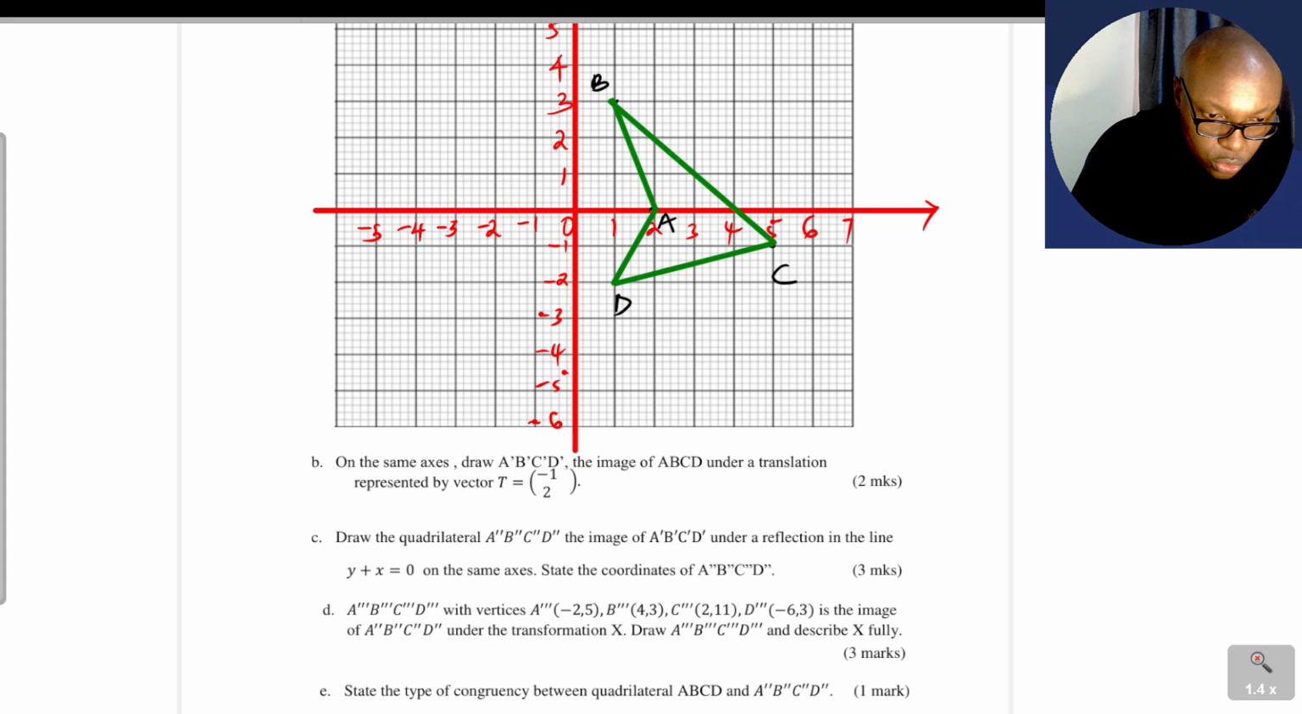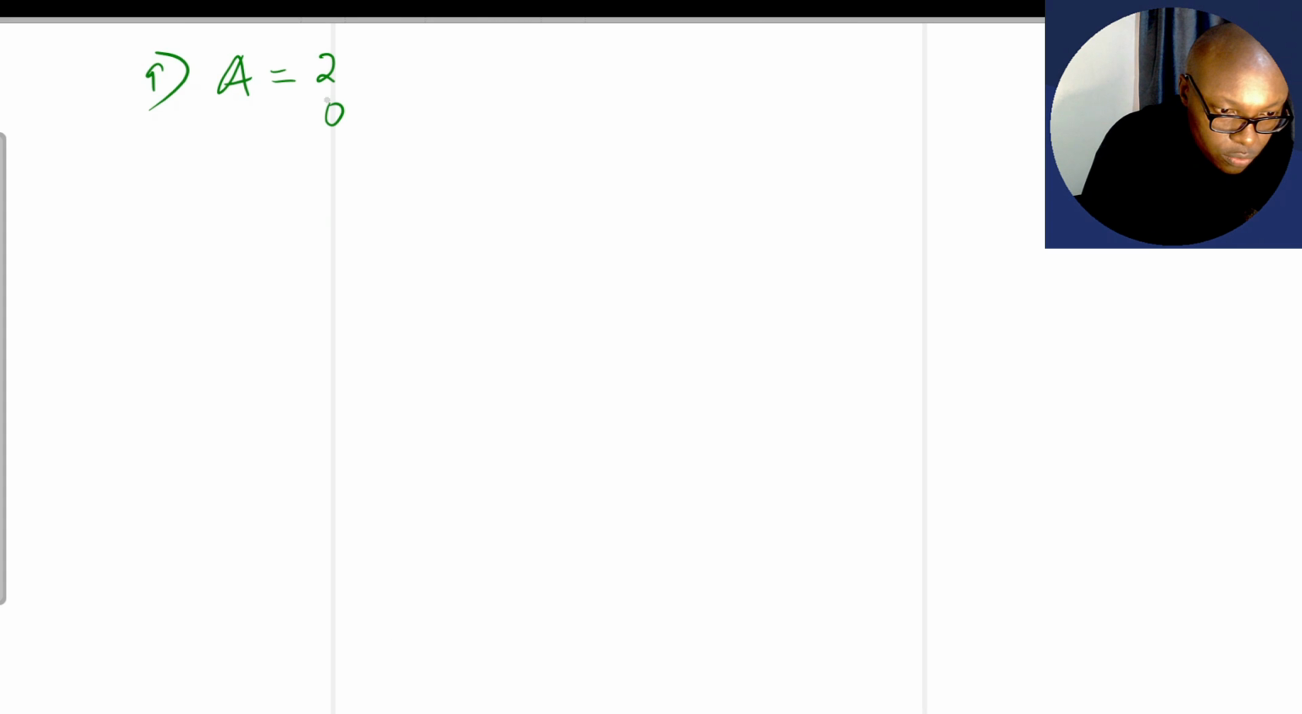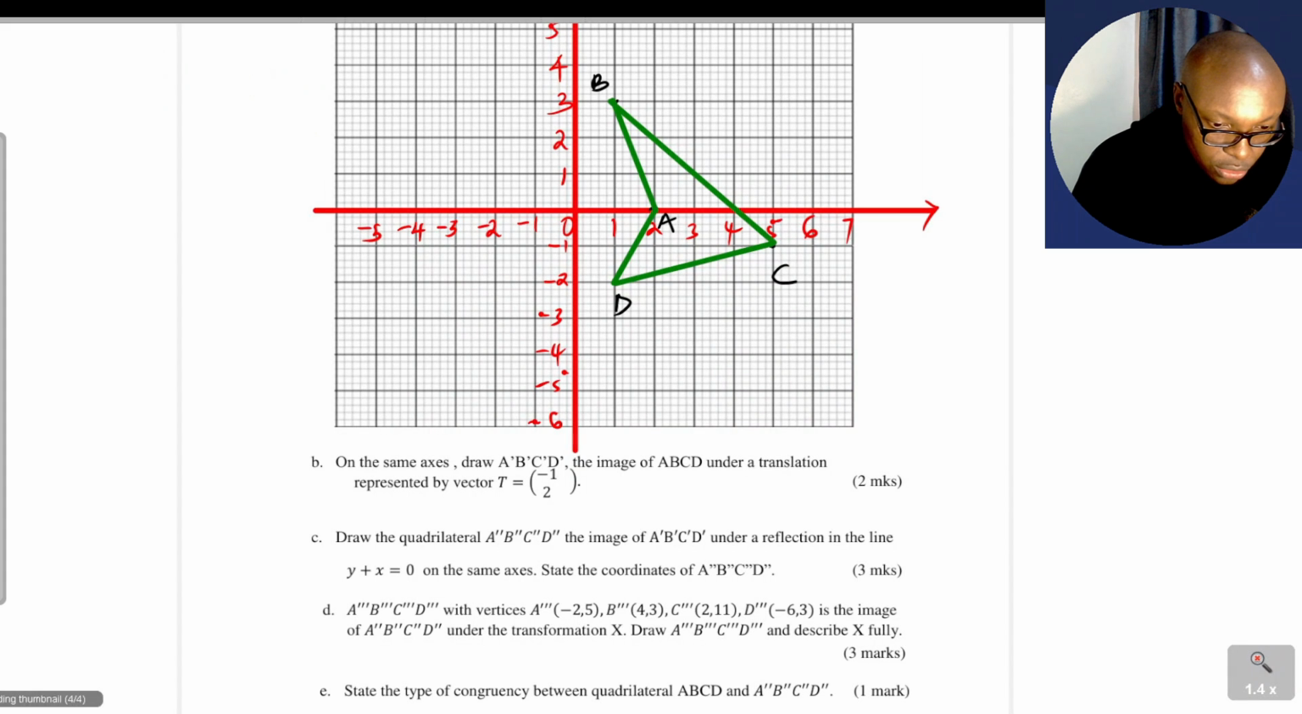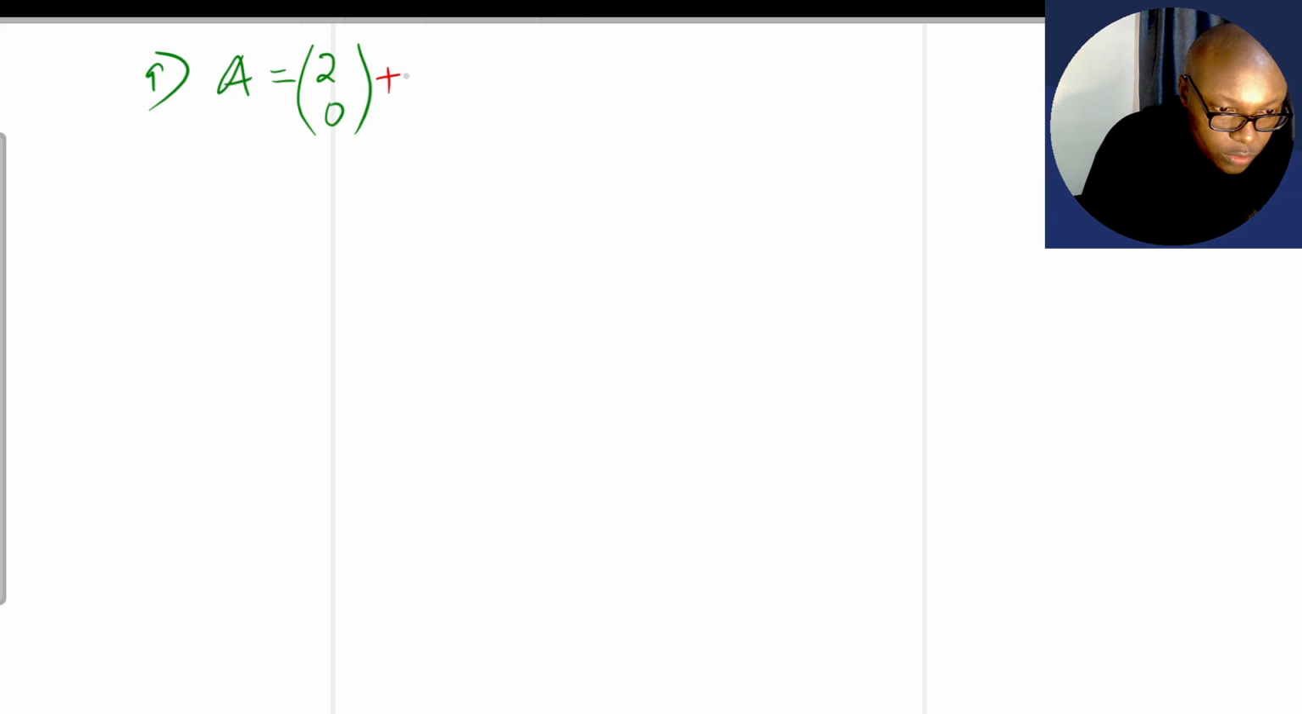So A is (2, 0). We write it like that. To get the image of A under this translation, we add the translation vector. So I'll take the translation vector, which is (-1, 2), and add it. When I do this, I'll get the image of A, which is A prime.